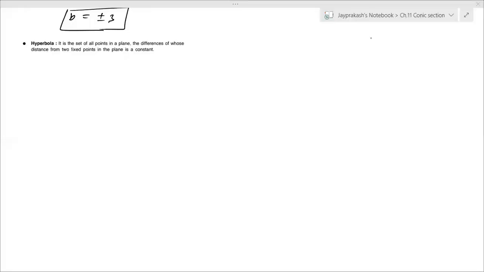So sir, if you talk about the hyperbola, it is the set of all points in a plane, the difference of whose distances from two fixed points is constant.